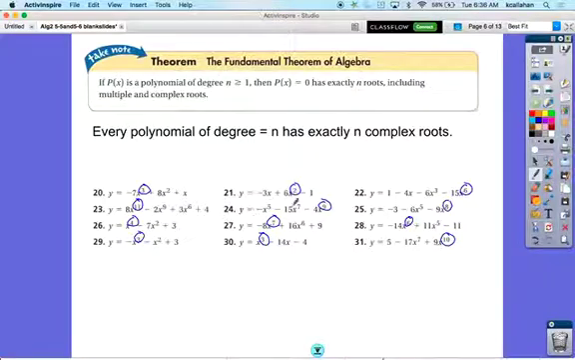Now look at this one here. 9th degree, so there's 9 complex zeros or roots, and that means the number of possible imaginary roots would have to be 0, 2, 4, 6, or 8. The number of real roots has to be at least 1. There will always be 1.